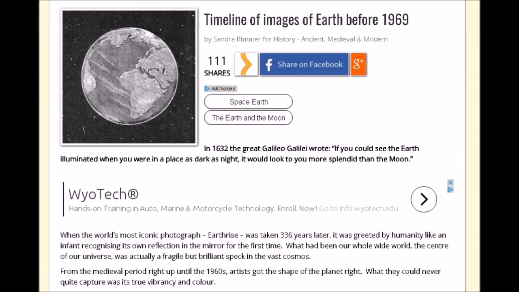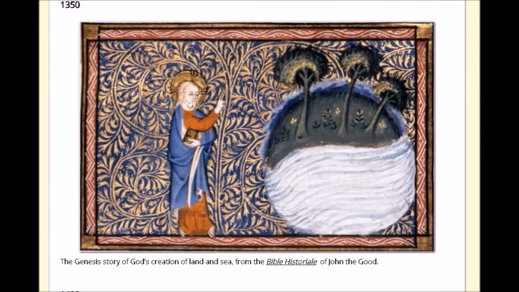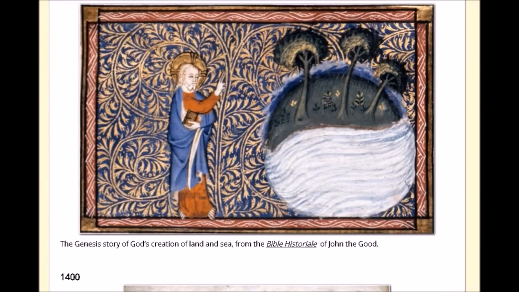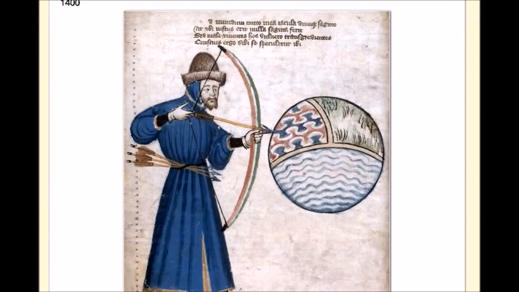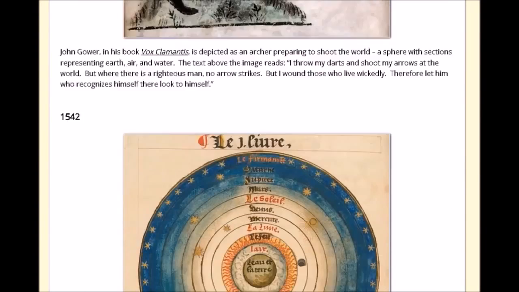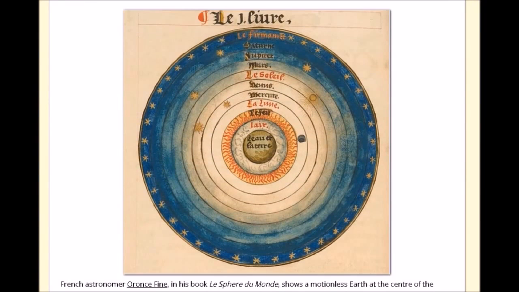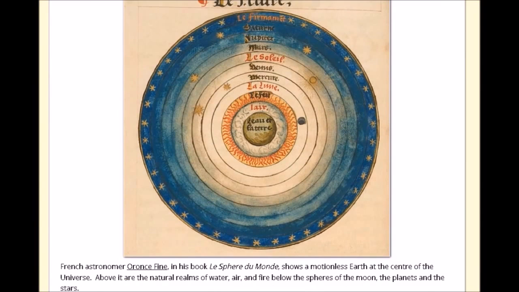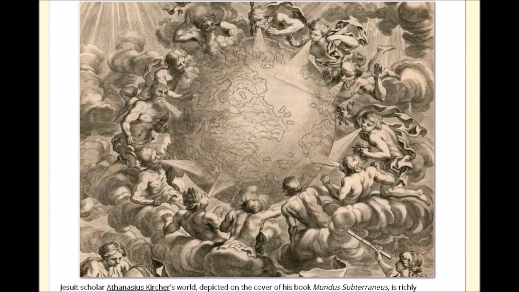When you scroll through, you can see they start in 1350 with this Genesis story picture, and then you have the 1400, guy with an arrow shoots the Earth, which is the elements. And then the 1542, which interestingly enough has the Earth in the center of the universe with the realms of water, air, and fire below the spheres of the moon, planets, and stars. So that one's kind of interesting as well. And then 1665, you have the Jesuit creation there, and the Jesuits get busy, I suppose.